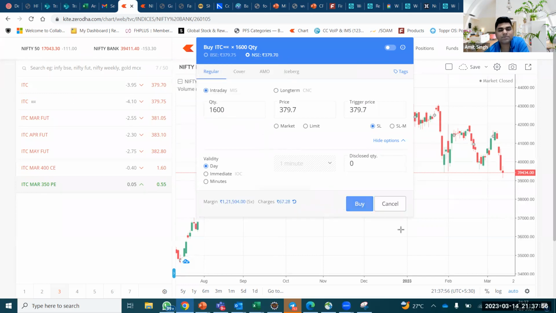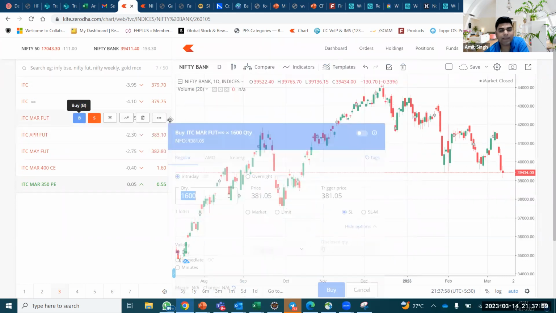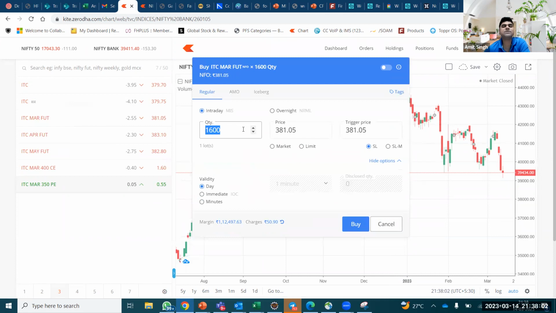But people will not do this many quantity, right? But in a future, even if you are buying one lot, it will be minimum 1600 quantity. And that is why you are getting a margin over here, 1,12,000 rupees. So what does this mean? When the ITC stock future price goes even 1 rupee up, your profit and loss will move by 1600 rupees. Understood? 5 rupees up means 8,000 rupees. 5 rupees down means 8,000 rupees. So that means future is risky? You get 1600 quantity, right?